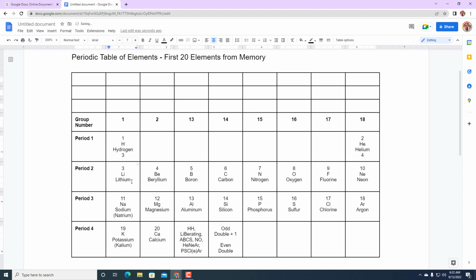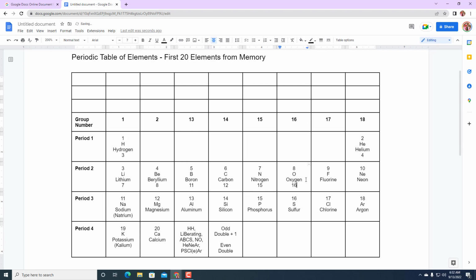Lithium is odd, so double plus 1 is 7. So 3 times 2 is 6, plus 1 is 7. Beryllium is 4, so we make it 8. Boron is 5, so we make it 11. Okay, double plus 1. Carbon, 12. Nitrogen, 14 plus 1, 15.